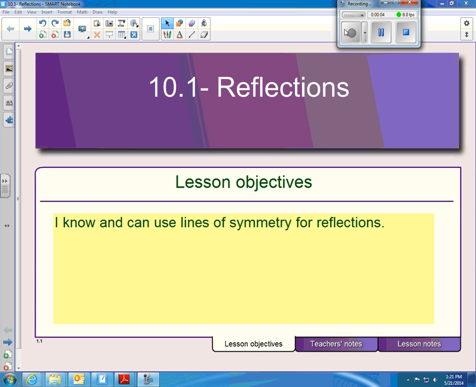Matheson here. Just going to start Unit 10 now, and our Section 1 is on reflections. So I know and can use lines of symmetry for reflections.